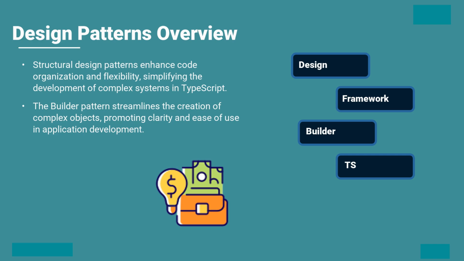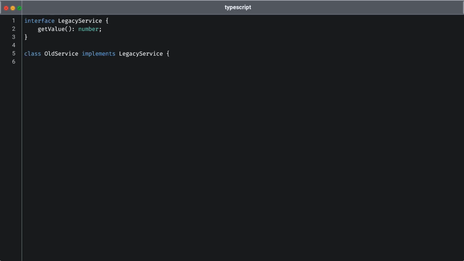Now, we will explore the world of structural design patterns and how they can be a game changer in your TypeScript projects. Now let's see how we can implement the adapter pattern to enable compatibility between a legacy system and a new API. In this example, we start by defining an interface, legacy service, which outlines the method getValue to be implemented by any legacy service.